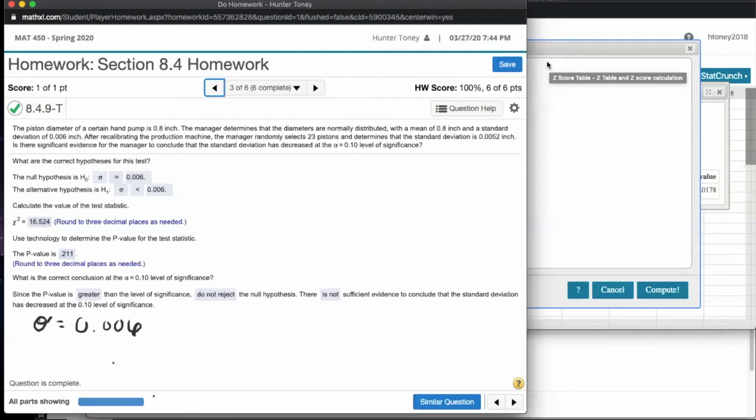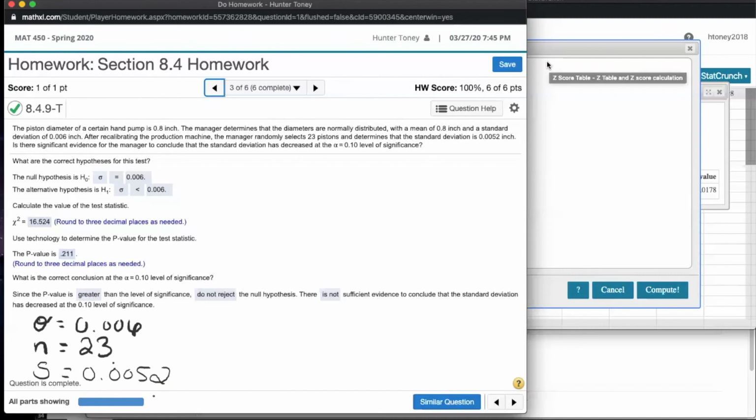We also have an N of 23, because in our sample we're measuring 23 of these individual pistons. And for those 23, we measured a sample standard deviation of 0.0052.